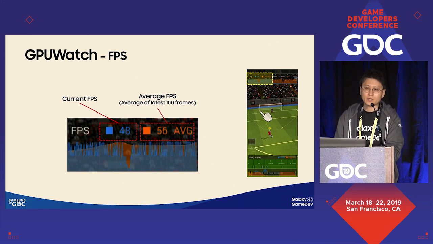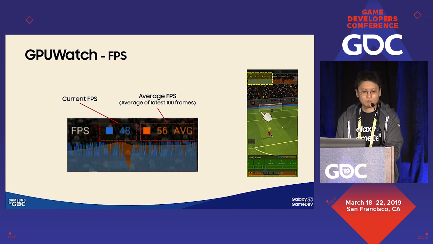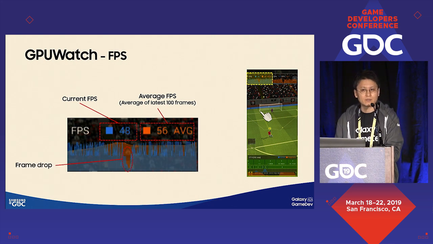These two data are updated in real time in digit form, and it shows the recent trend in graph form together. As you can see, two graphs are overlapped, so you can compare the current FPS to the latest average FPS. Sometimes you may find that some frame drop happens, like this. If this is not an intended situation, developers may try to optimize this scene.